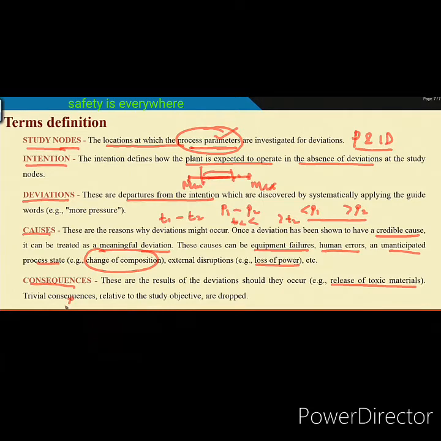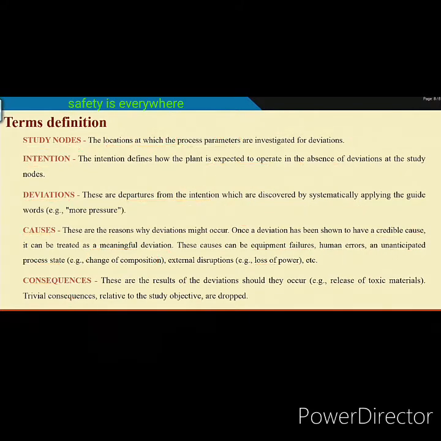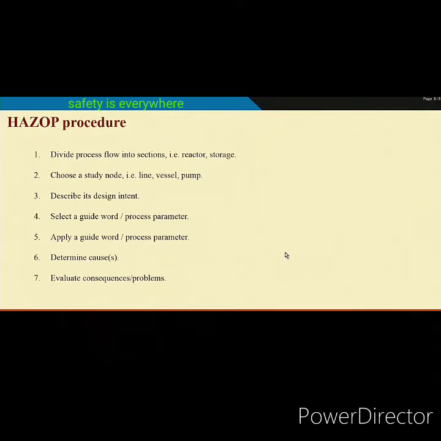So this is basically the definitions, and HAZOP is extensively used in chemical industries. Now, what is the HAZOP procedure? I think I have explained the procedure. Now I am repeating the same.